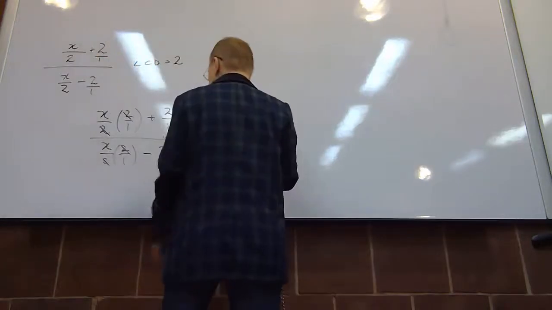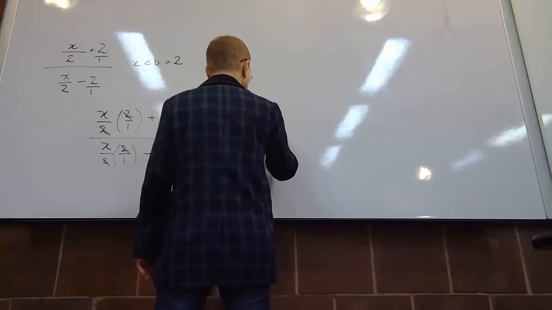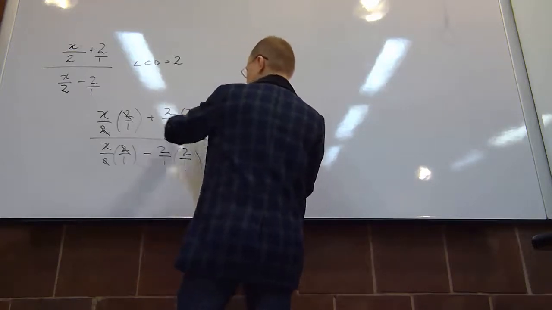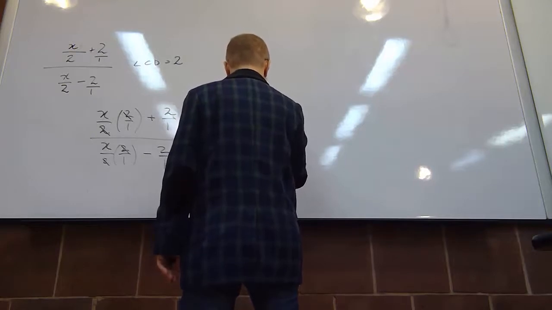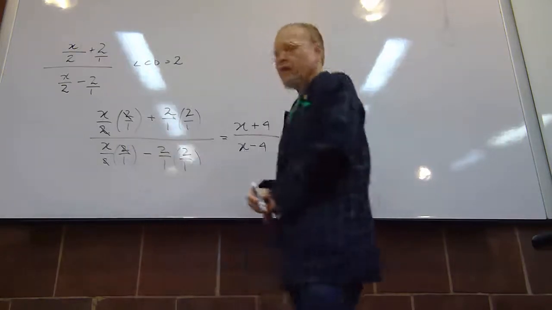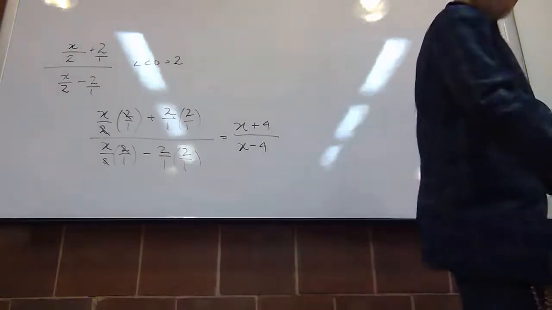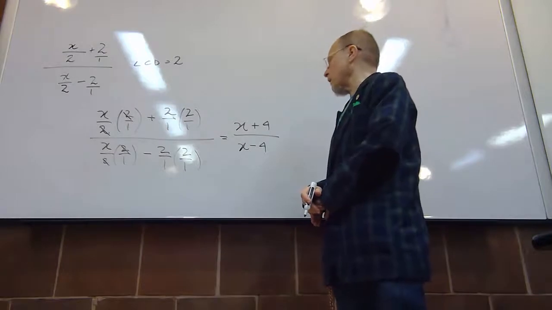x plus 4, 2 times 2, and here I go x minus 4. So here I have that. So you see, that's how it works when using the lowest common denominator method.